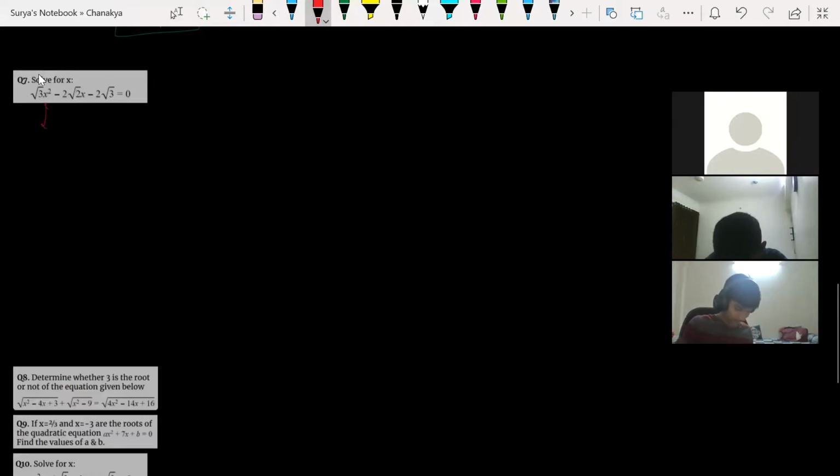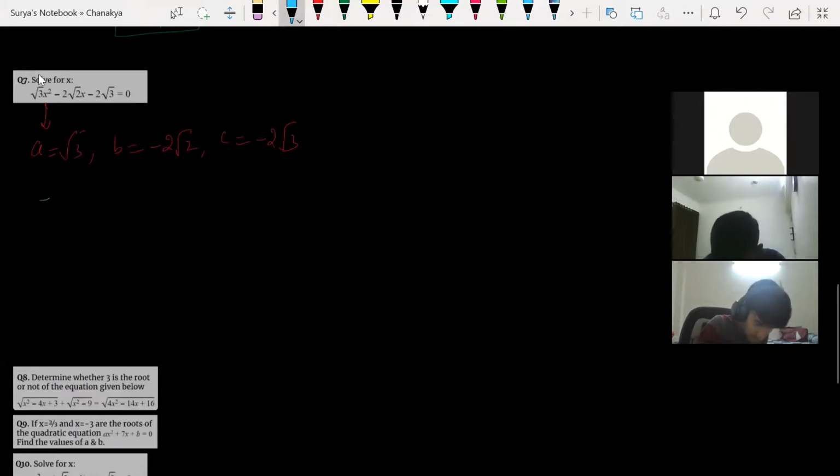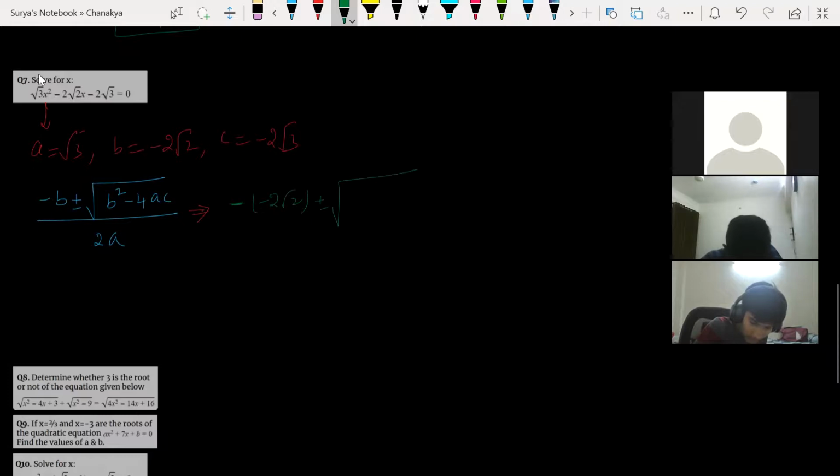Look at this here. What is A here? A is equal to root 3. B is equal to minus 2 root 2. C is equal to minus 2 root 3. So what is the answer? Minus B plus or minus square root of B square minus 4AC, by 2A. Minus B means minus of minus B. Plus or minus B square. B square means minus 2 root 2 whole square, which is 8. Minus 4 times A, which is root 3. C is what? Minus 2 root 3.